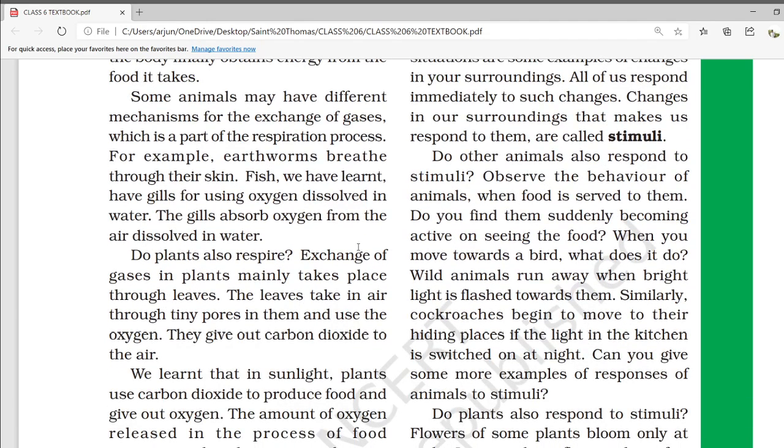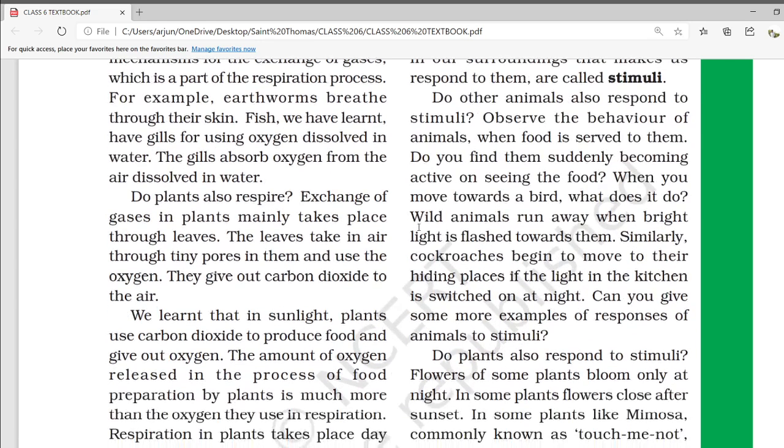Do other animals also respond to stimuli? Yes. Observe the behavior of animals. When food is served to them, do you find them suddenly become active on seeing the food? Yes. When you move toward a bird, what does it do? It flies. Wild animals run away when bright light is flashed toward them.